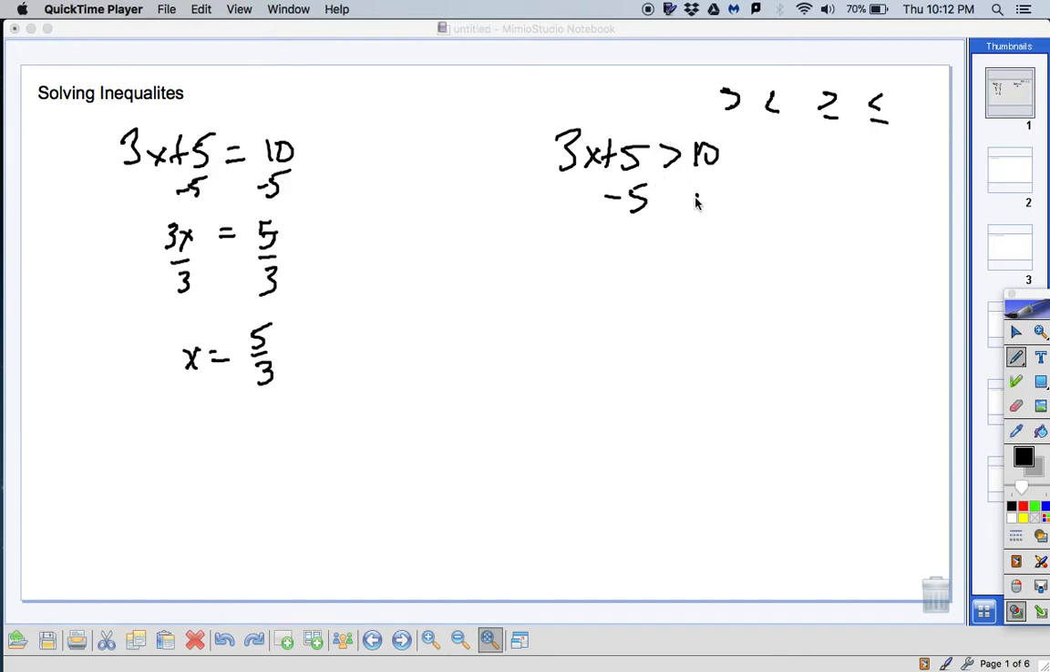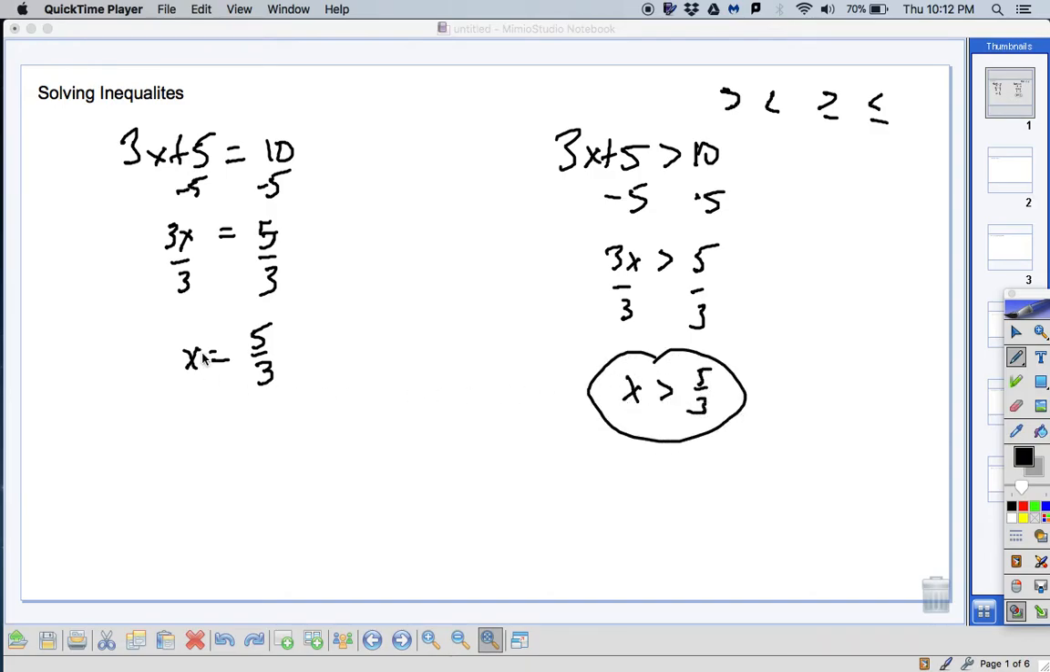So we'll subtract 5 from the other side. 5 minus 5 is still 0, so I'm left with a 3x. The greater than sign stays the same, and you get 10 minus 5 is 5. And we're going to divide both sides by 3. So we get x is greater than 5/3. And that is your answer. So it's very similar to the original one. The only difference is instead of an equal sign, we have an inequality sign. In most of the cases, you're going to solve it exactly the same way.